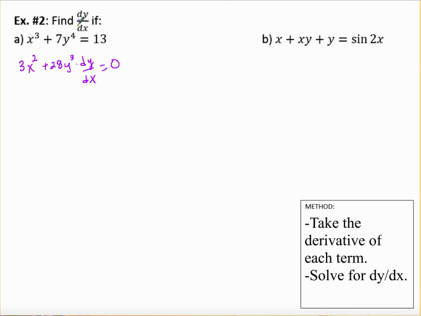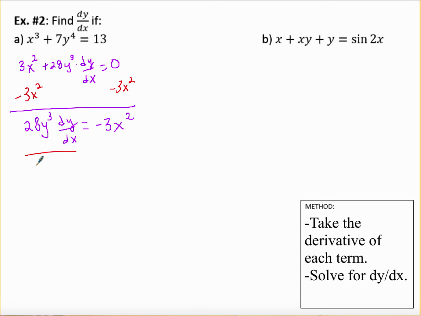Fancy. This doesn't just ask me to take the derivative. It says to find dy/dx. So that's why I said we're going to solve for dy/dx, kind of like in our warm-up. We're going to get dy/dx alone. So I'm going to subtract 3x squared to the other side. And I get 28y cubed dy/dx equals negative 3x squared.